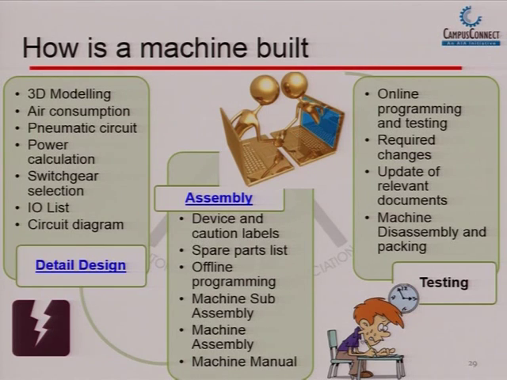Then what is the air consumption, how much will be the compressed air requirements of your machine. Then there will be the power calculation, how much power will be required, what all switch gears you will be using, what is the I/O list, what are the inputs and what are the outputs that come out of your machine, and what is the circuit diagram in your machine.